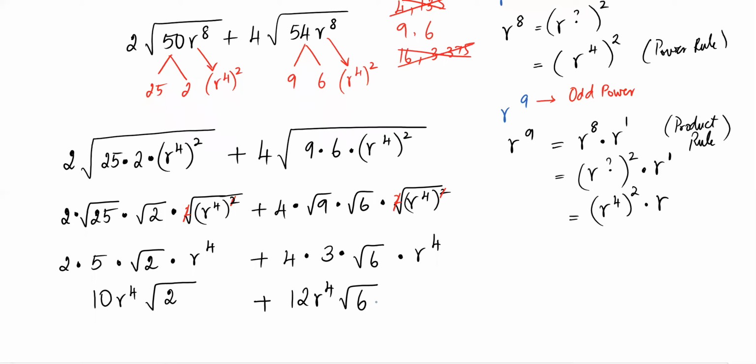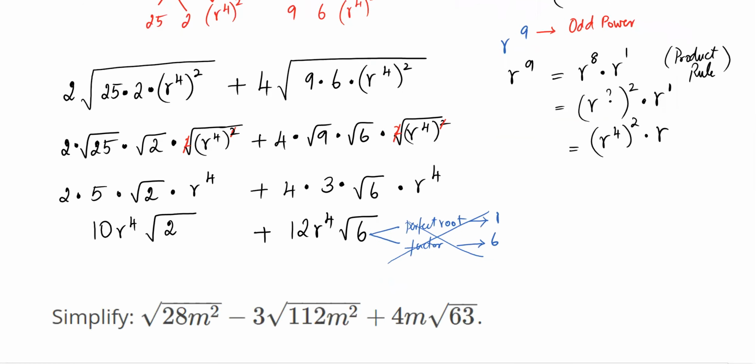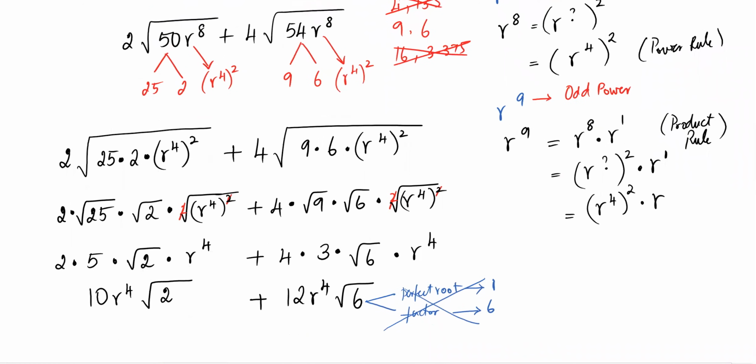If you look at the 6, 6 cannot be split up further, right? Because you always want to check that. So can 6 be split up as a perfect root and another factor? No, this is not going to work because the highest perfect root you can find is a 1, and the other one should be a 6. 1 times 6 is 6. So this really doesn't work for us. We scanned it. It cannot be simplified. So we will have to simply leave the answer as this big expression: 10 r power 4 square root of 2 plus 12 r power 4 square root of 6. And we'll box the answer.